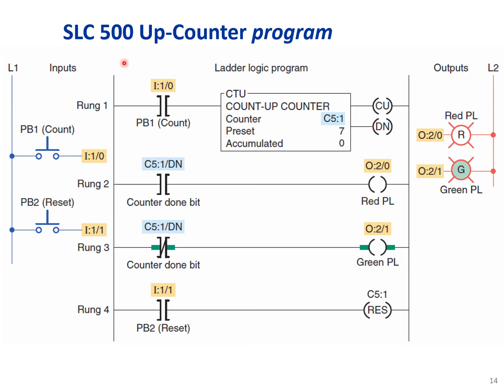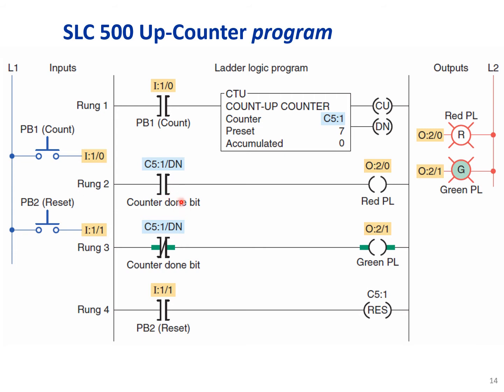SLC 500 up counter program. So here in our inputs, we have a count button and a reset button. We call the count one PB1, push button 1, and reset push button 2. As you can see here, push button 1 will increment the accumulated value. Preset value is 7.